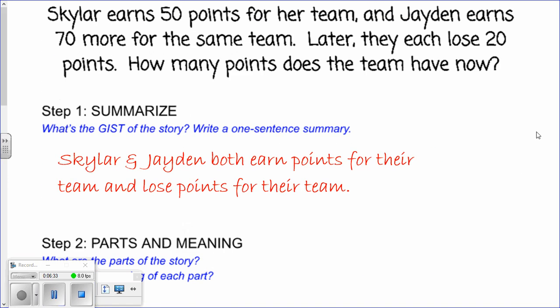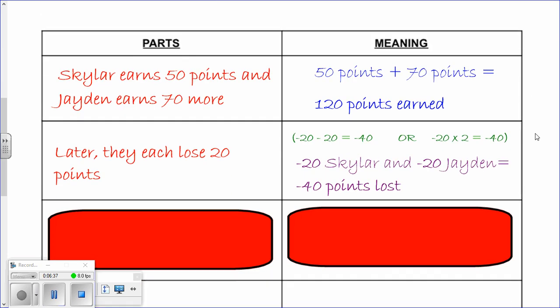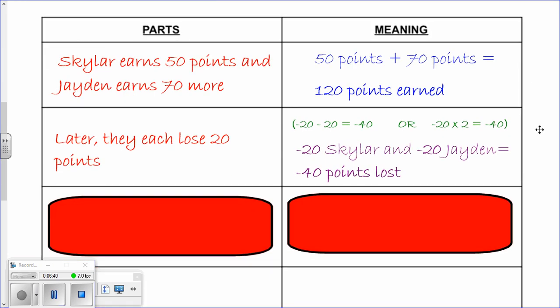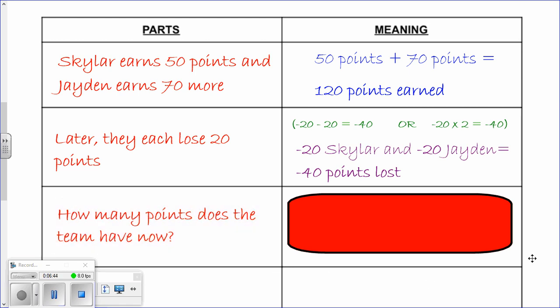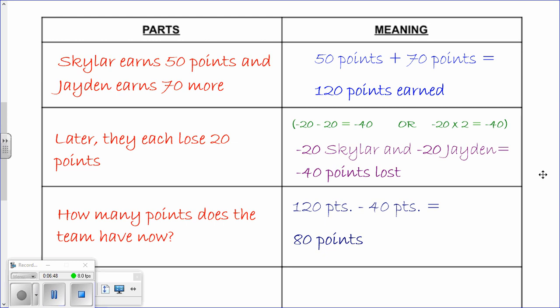is to answer the question. How many points does the team have now? So if we know they had a positive 120 points and now they lost 40 points, what we're going to do is take 120 and subtract 40 points, and that tells us that their new total is 80 points. And that would be how many points the team has now.